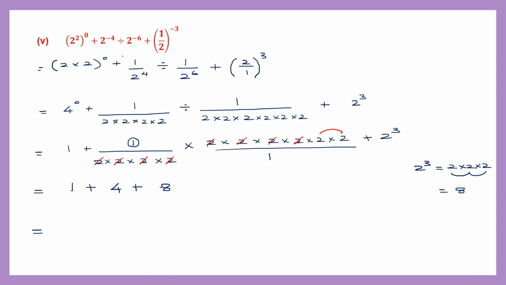So what do we have now? 1 plus 4 plus 8. 1 plus 4 is 5. 5 plus 8 is 13. So this is our final answer. Answer to this question is 13.